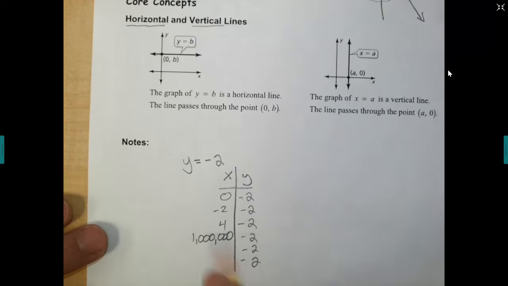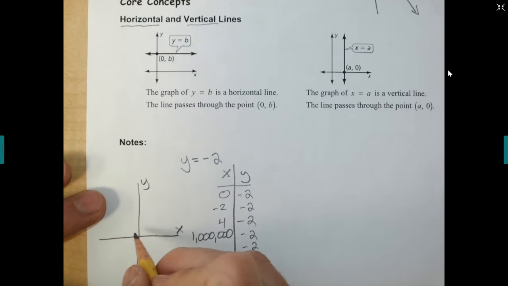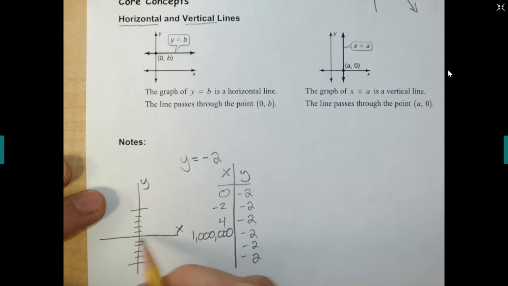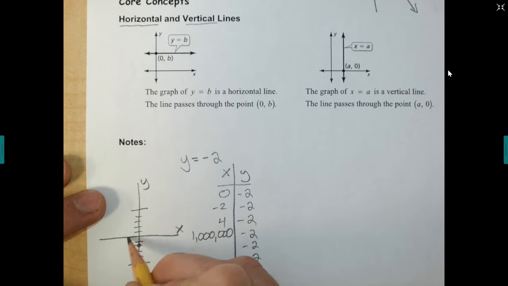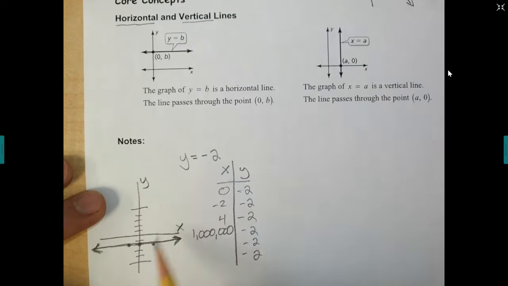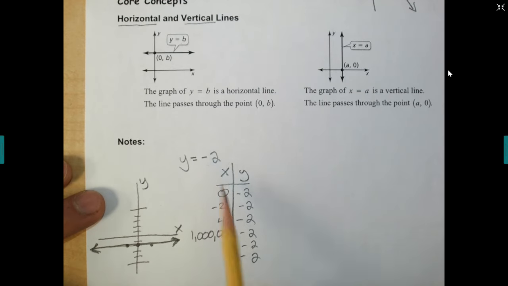So how does that look when it's graphed? Well, if I have my y and my x-axis, y equals negative 2, so (0, negative 2), (negative 2, negative 2), (4, negative 2), (1 million, negative 2). Everywhere it's negative 2. I have a horizontal line. It never leaves negative 2. So if you have trouble with that, just look at y equals negative 2, put a bunch of negative 2's in for the y value, and then graph it.